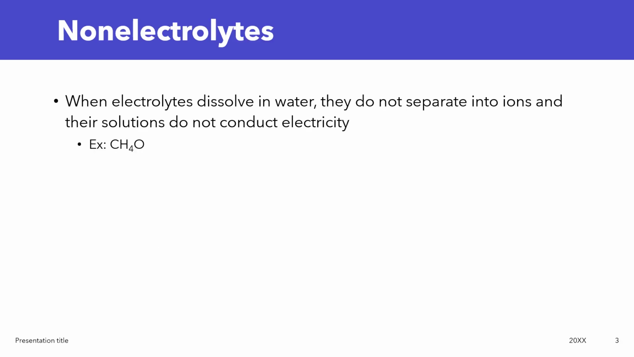Now, let's talk about non-electrolytes. When non-electrolytes dissolve in water, they do not separate into ions and their solution does not conduct electricity. An example of a non-electrolyte is a carbon compound, such as methanol or ethanol. In a solution like that, all you'll see is molecules of the compound, so molecules of methanol. They do not dissociate at all.